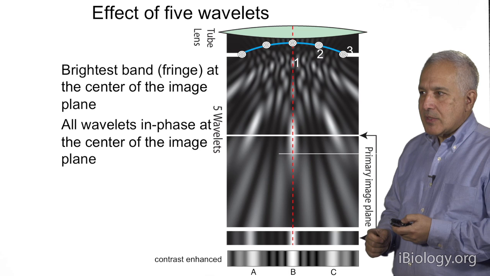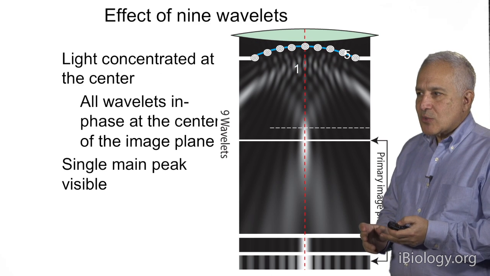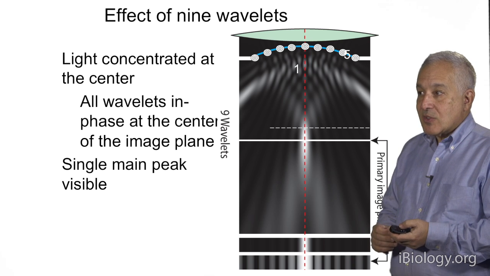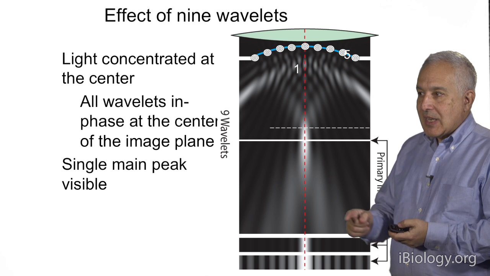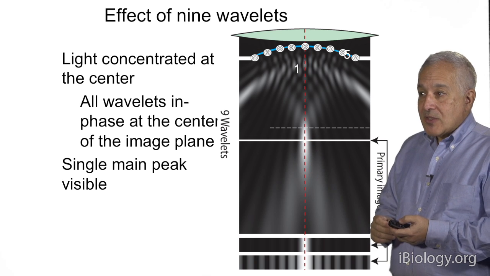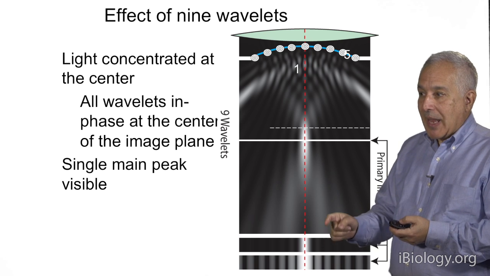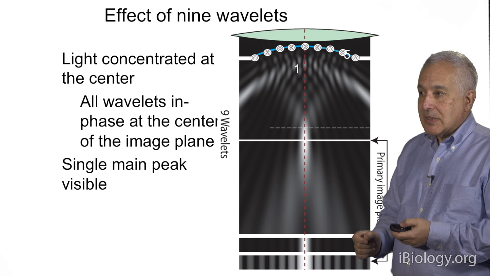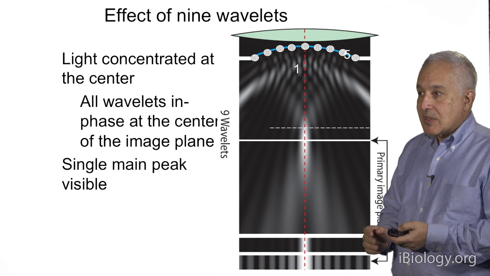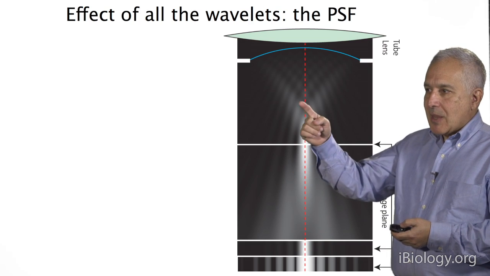So that's 5 wavelets. If we go to 9 wavelets, the image becomes more straightforward in a way. That is the one place, again, where all those wavelets are in phase because they're equidistant from each other, right at that point there. And all the wavelets are in phase there, and that is the main peak, but there is this set of banding on either side of that point. Now, if we just add all the wavelets together, this is the point spread function. This is going from 9 wavelets to an infinite number. And let's just go through the shape of this object now.